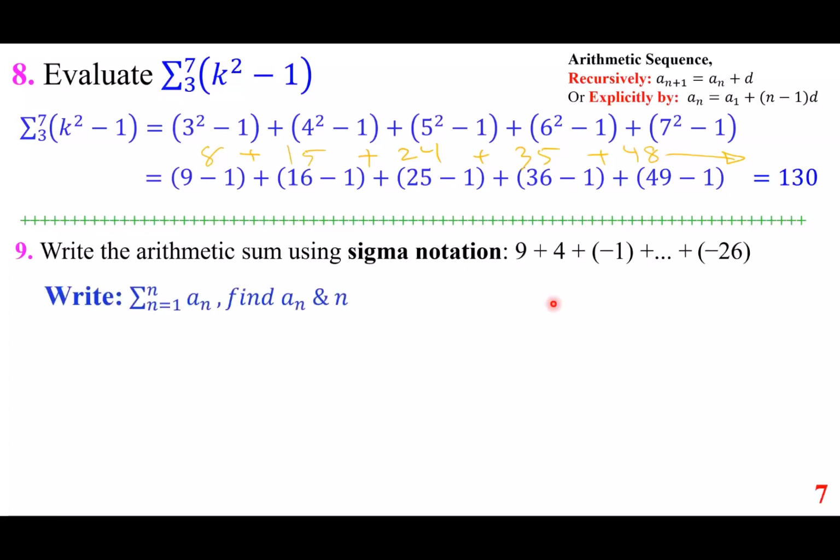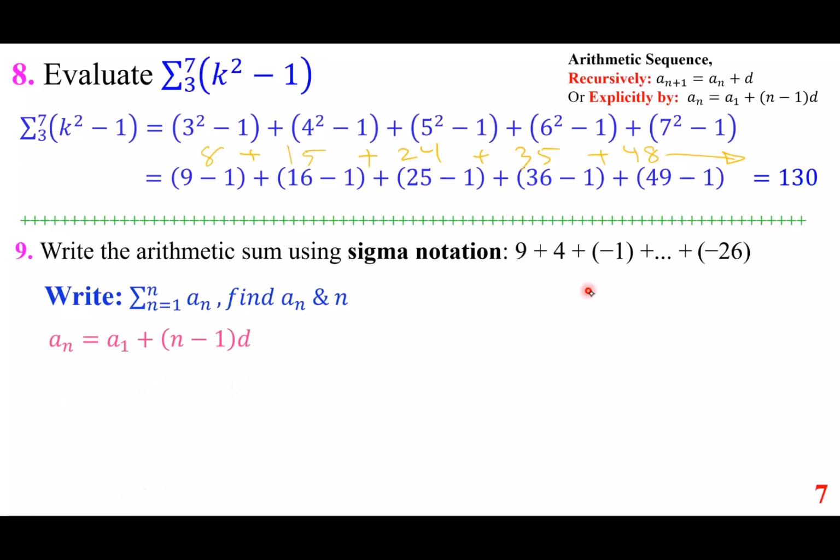With sigma notation, you want to write it in this format, n from 1 to n, which you're going to figure out for this number. We want to find a sub n and n, where a sub n, of course, is a sub 1 plus n minus 1 times d. Let's see if we can figure out the d. As you see, 9 is getting smaller to get to 4. So a sub 1 is 9, and d is 4 minus 9, which is -5. You can even try this one: -1 minus 4 is also -5. So you want to check and recheck.